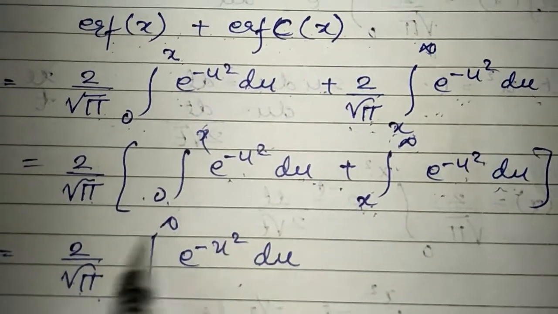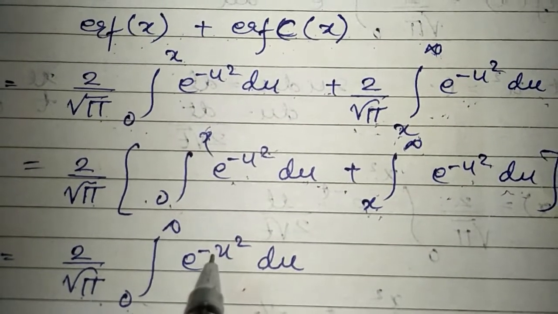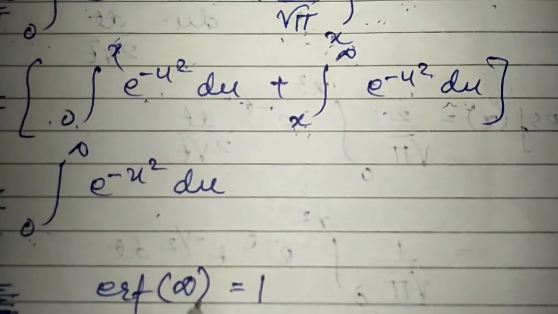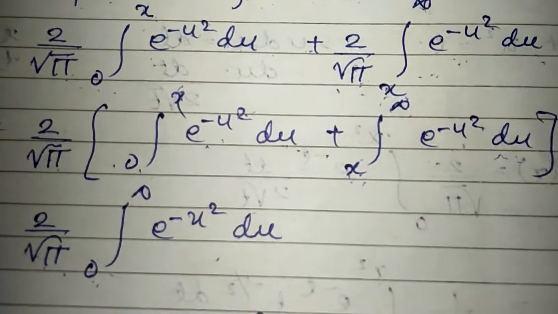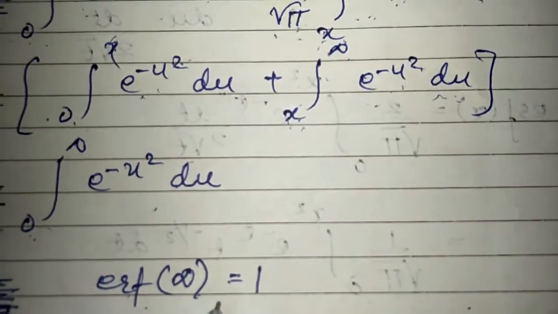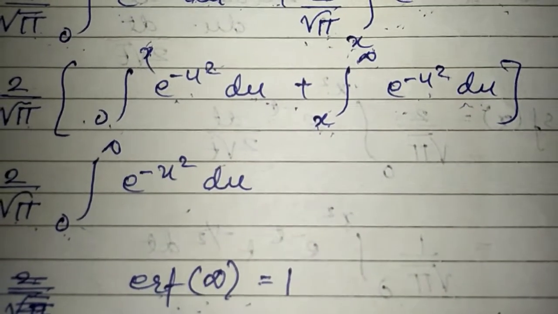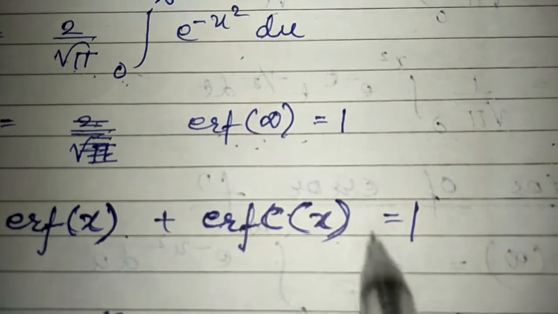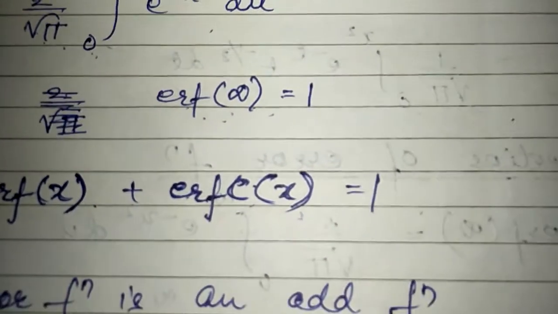But what is this 2 upon root pi integral 0 to infinity e raised to minus u square du? It is nothing but the error function of infinity. This is the definition of the error function of infinity. So this is equal to error function of infinity, and we know that the value of error function of infinity is 1. And so what we can say is error function of x plus complementary error function of x, the sum of this, is equal to 1.